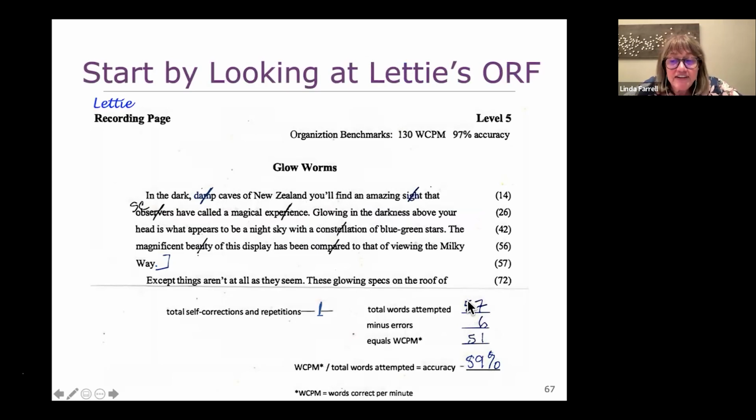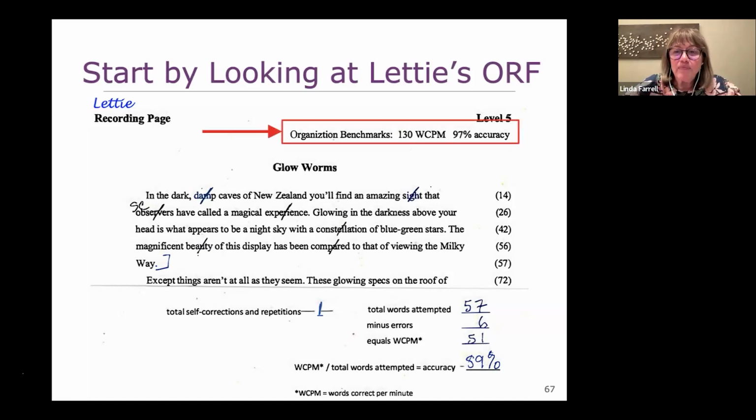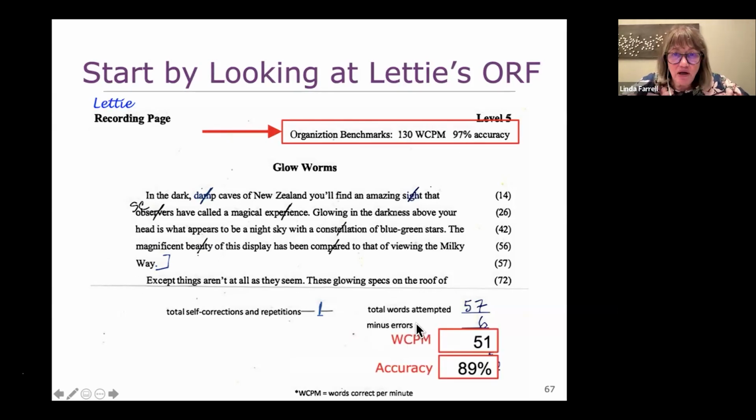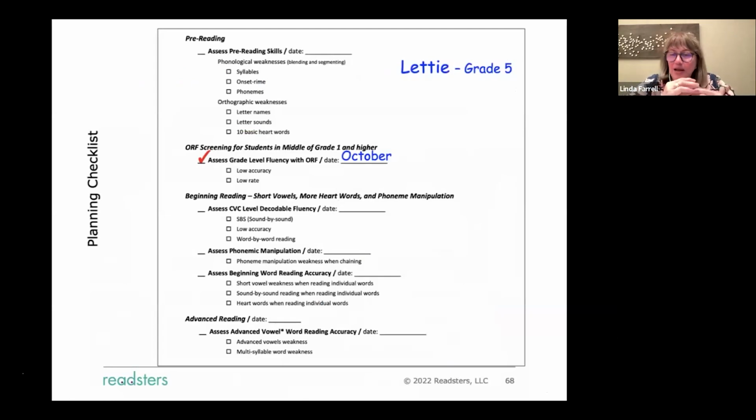She attempted 57, she missed 6, and it equaled 51 words correct per minute. That's 89% accuracy. So she is slow and she is inaccurate. So already we know that. Now we have to ask, why is she slow and inaccurate? Well, this is what we want her to be: 130 words and 97%, and she's not nearly there. So what do we do? Well, I bet that gave you a little click. So what do we do?